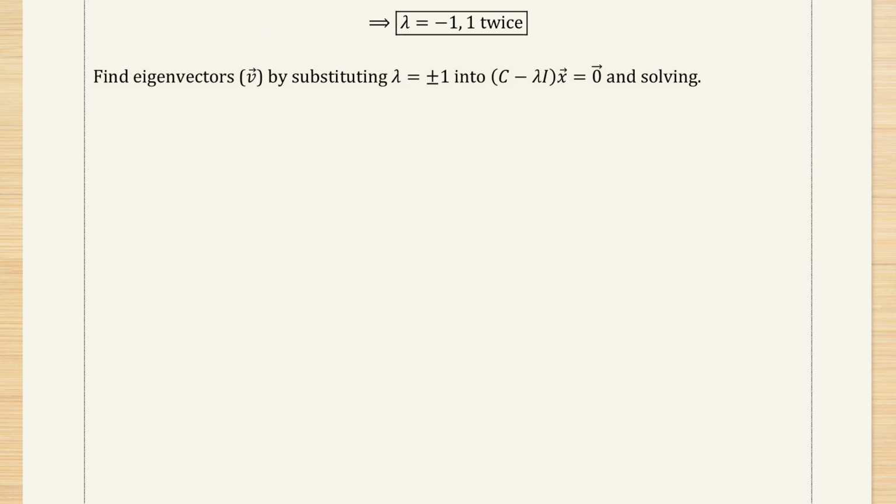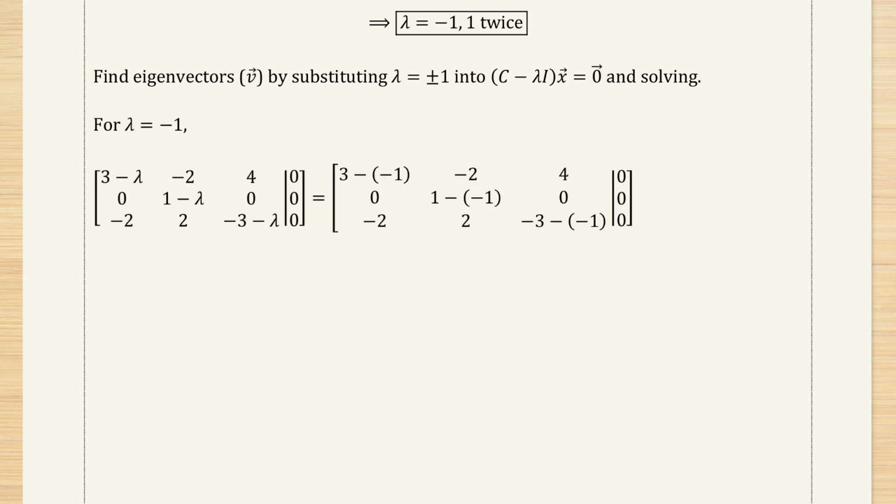We find the corresponding eigenvectors by substituting these eigenvalues into the homogeneous system of equations and solving. C minus lambda I means we're going to subtract lambda from all the entries along the main diagonal of matrix C. And this coefficient matrix is augmented to a column of zeros, as this is a homogeneous system. Simplify this augmented matrix. Then solve the system by row reduction.